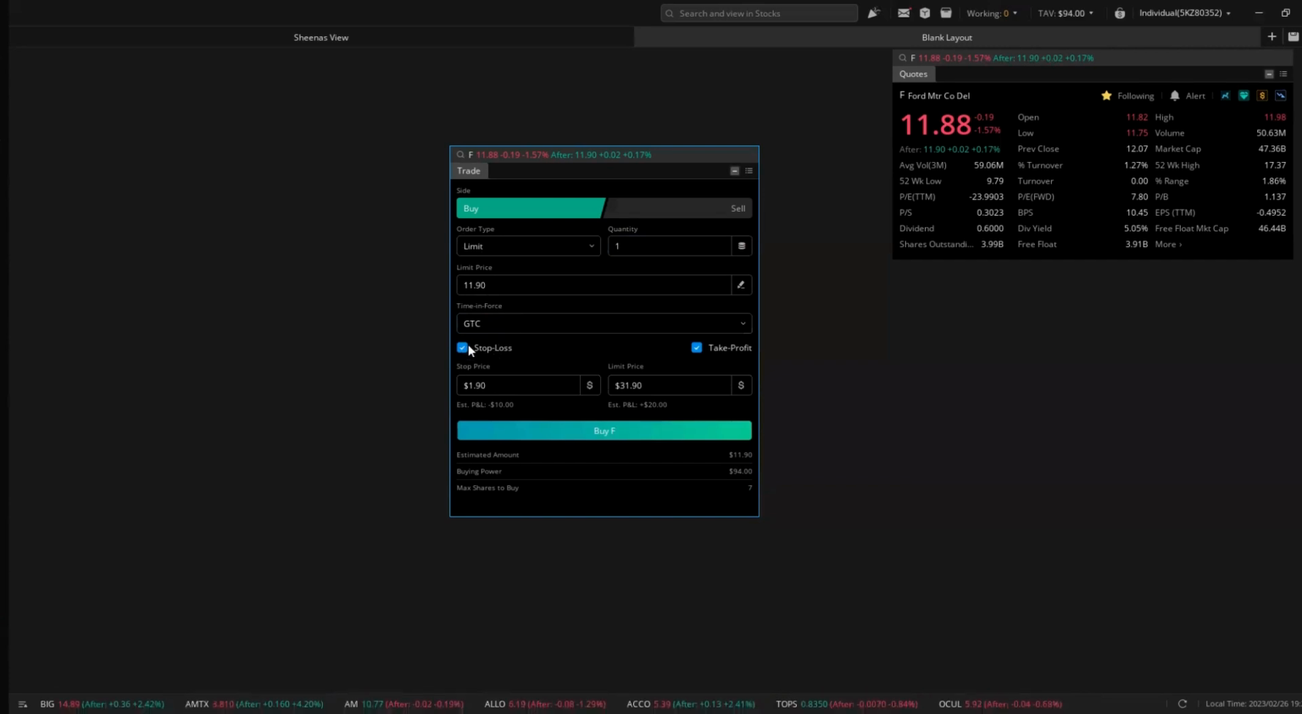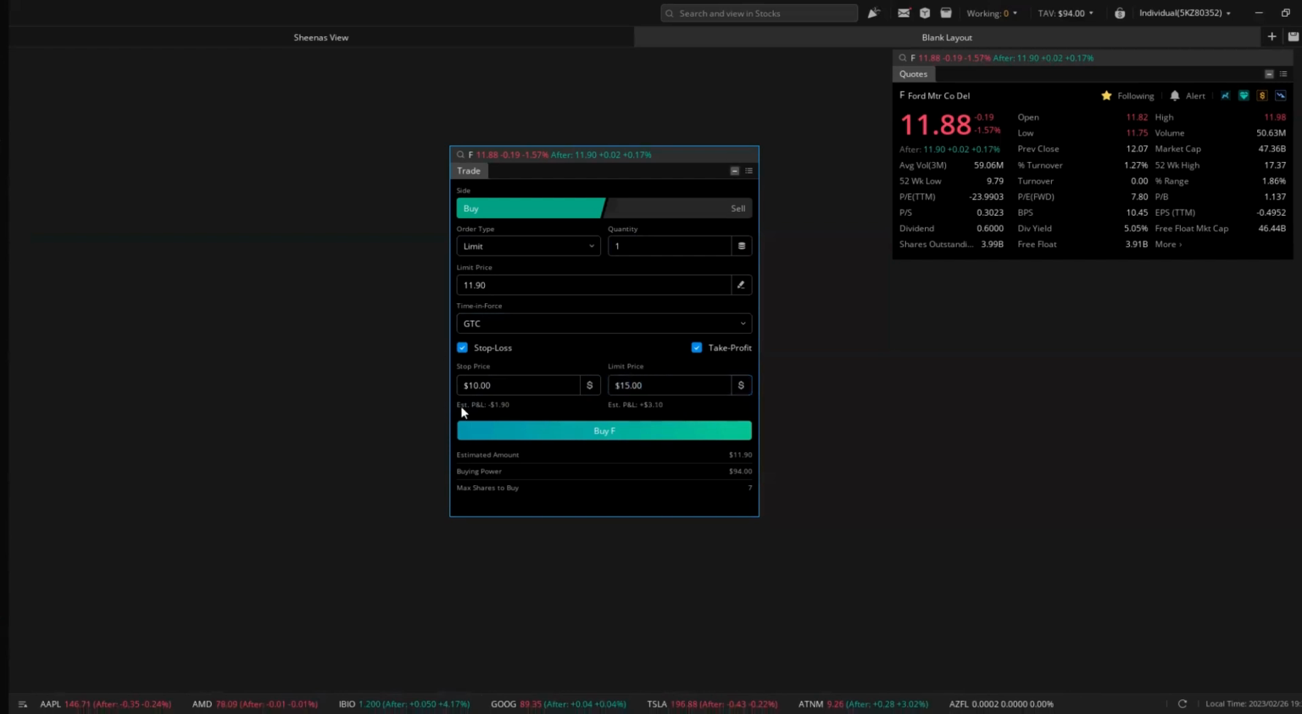Here is where you can actually enter stop losses and take profit orders all at one time. And so if these are checked, then you have the option to put in your price that you would like to get out. So say if I do get into Ford at $11.90 and I want to get out if it drops to $10, I would go ahead and put $10 there and say my target is $15 as an exit. I will put my limit price to exit there.